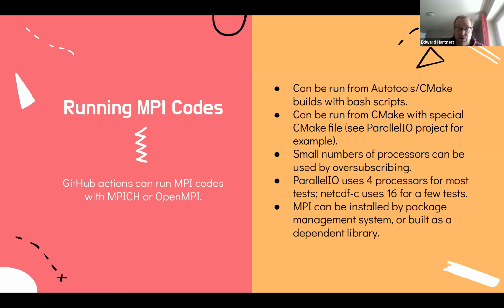And on the GitHub nodes, of course, you have to use a small number of processors. You can put in any number that you want with oversubscribing, but if you use more than 4 or 6, it's going to be tremendously slow. So with Parallel I/O, I use up to 4 processors to test for most of the tests. NetCDF uses 4 for most tests, but in a couple of tests, I use 16 just to make sure that those work as well. But when I'm writing a test that's going to use 16, I make sure that test is a very light test. I don't do anything crazy because using 16 cores on a GitHub machine would be pretty slow.